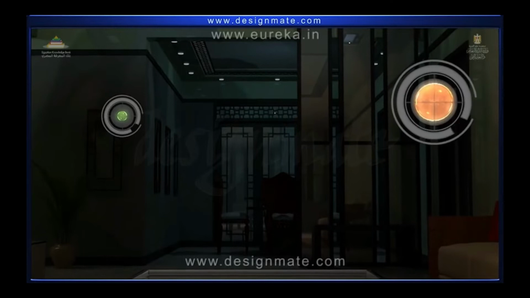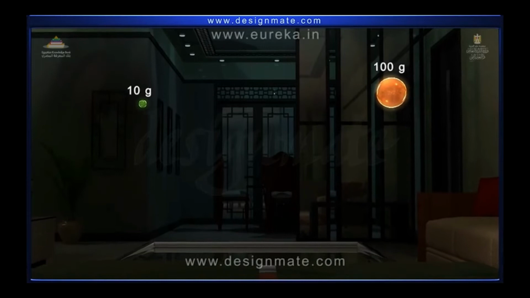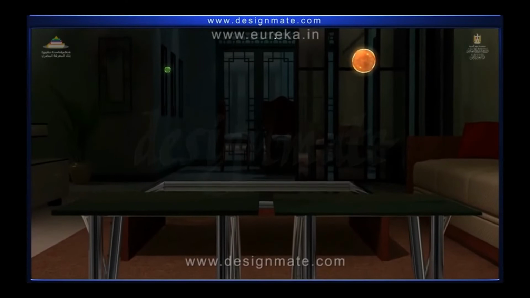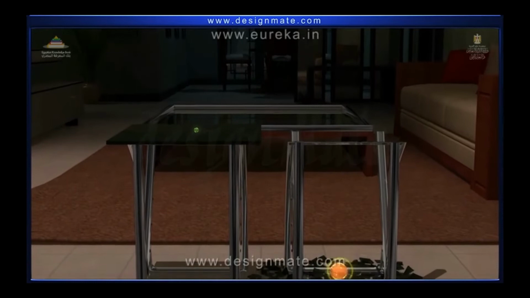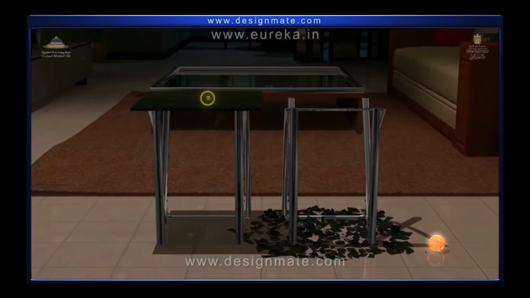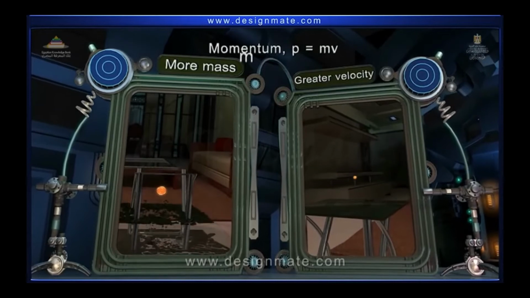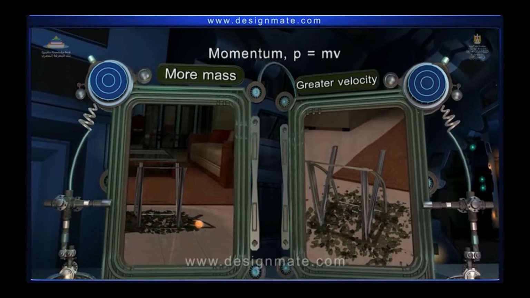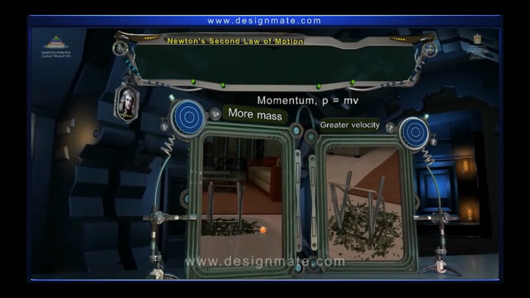Let us now take two marbles with different masses, that is, 10 grams and 100 grams. Both are released from a height of 3 meters, so that they have the same final velocity at the point of impact. We observe that the marble with greater mass breaks the glass top, whereas the marble with less mass does not do so. Hence, we infer that an object having more mass or traveling at a higher velocity possesses greater momentum. Now, with the help of momentum, let us understand Newton's second law of motion.